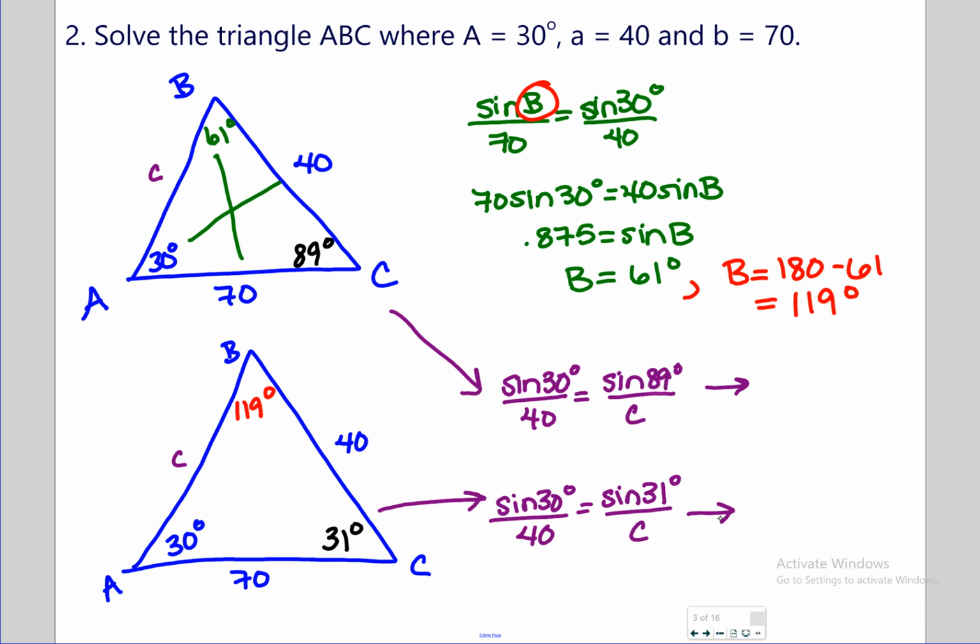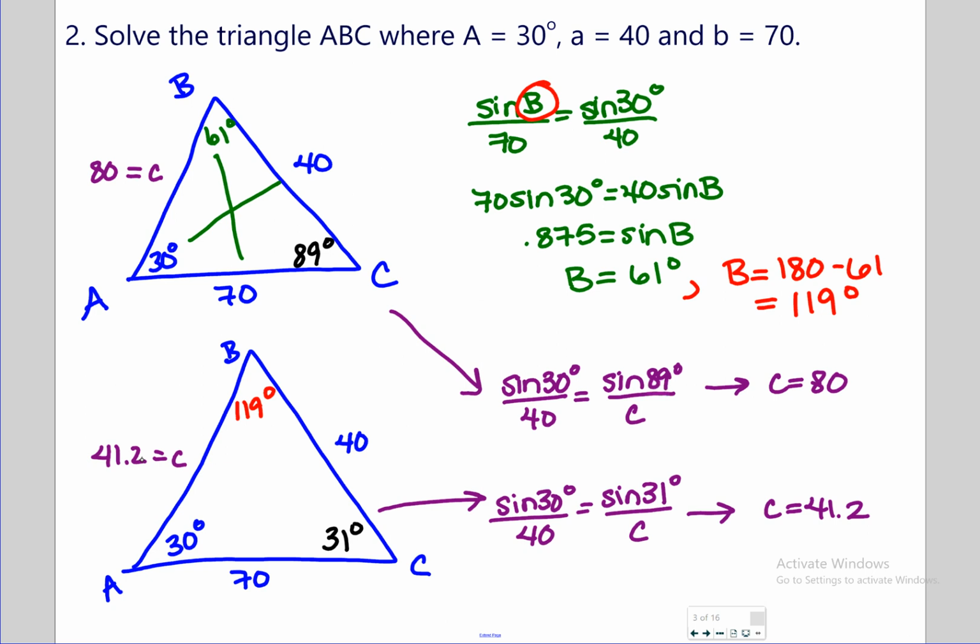So for the top one, 40 sine 89 divided by sine 30 gives me 79.987, so I'm just going to say 80. And then for the bottom one, 40 sine 31 divided by sine 30, 41.2. And you can label those if you want. 80, 41.2.